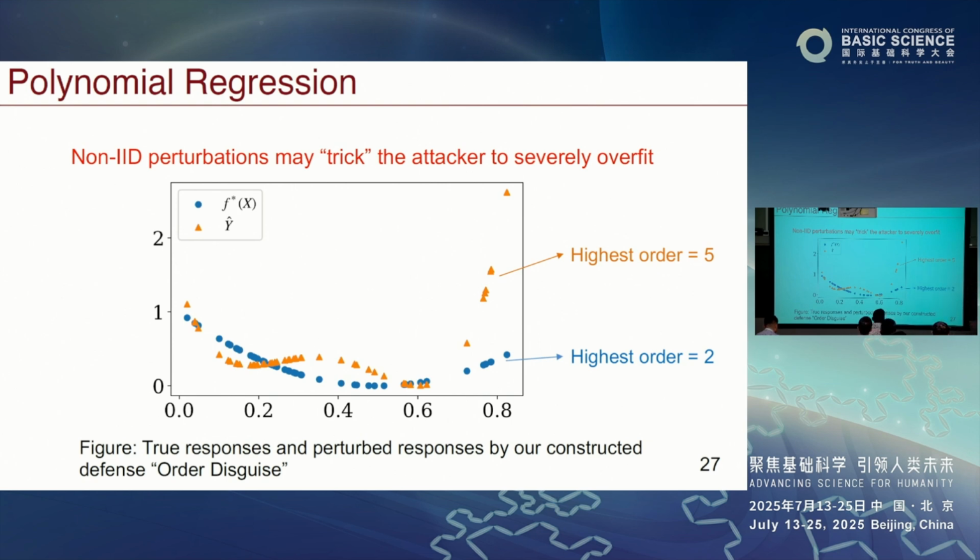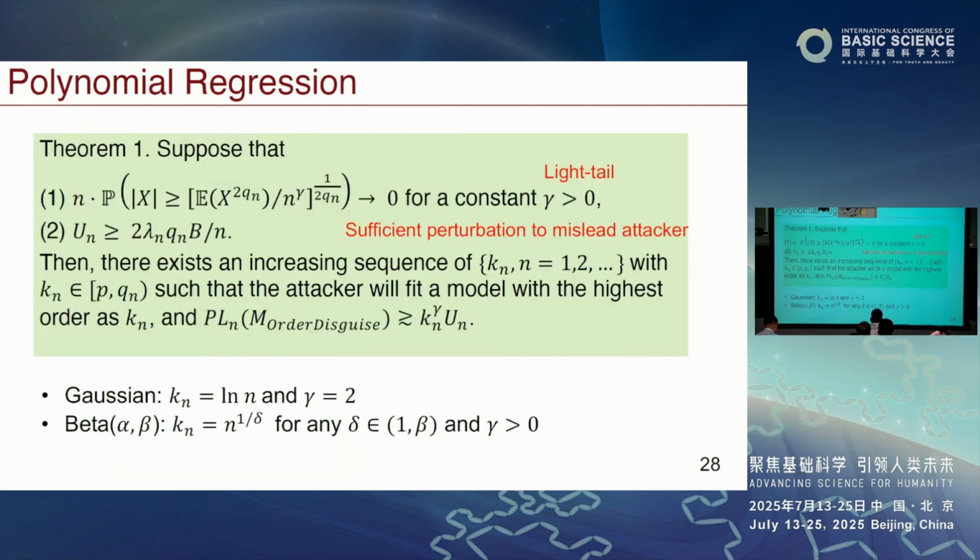Yes, this is the one-dimensional case for illustration. It will be complicated, yes, definitely. Yes, this is for illustration. So therefore, as you can see, we can devise an order disguise mechanism to make the task harder for the attacker. All right, so here's a simple theorem, which I don't want to get into too much detail.